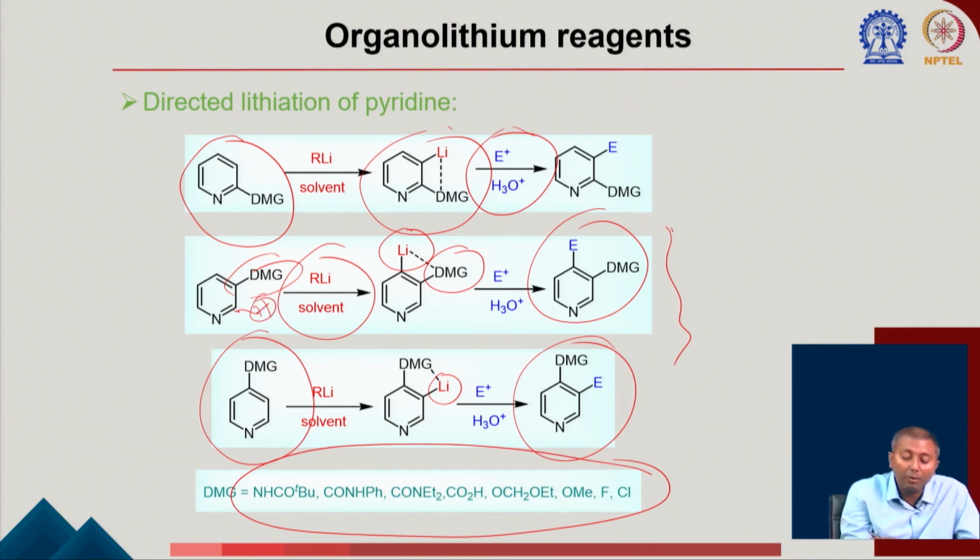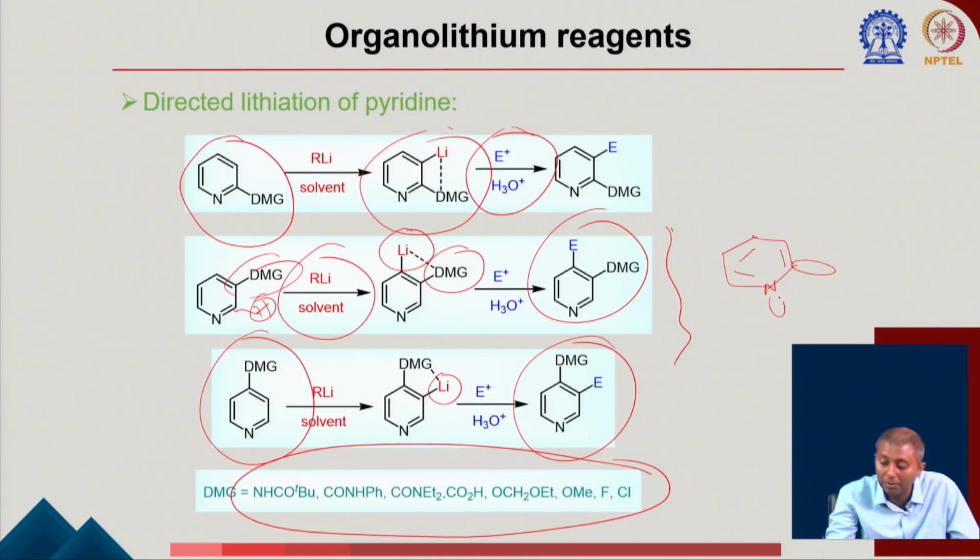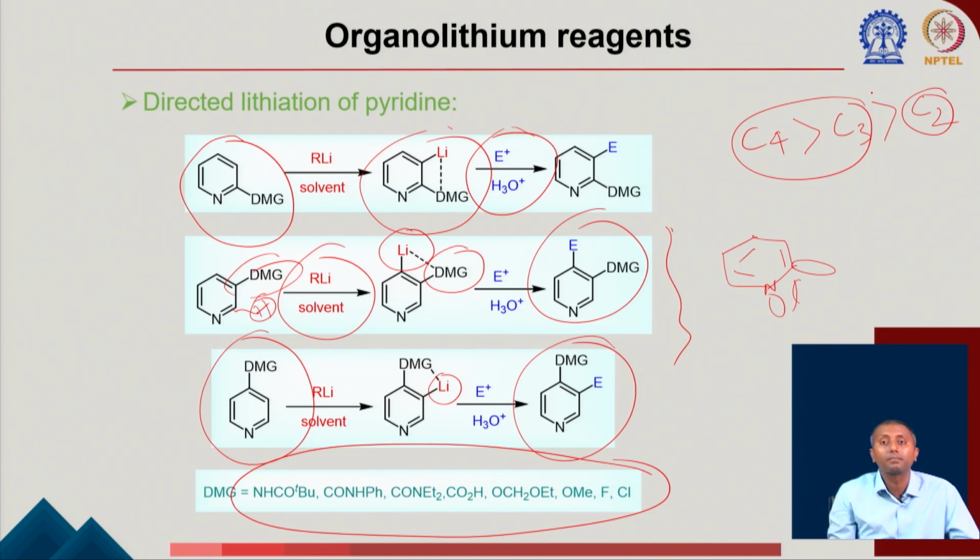One of the major important things here is that once you abstract this proton and generate a carbanion, and the nitrogen has a lone pair, there is a repulsion between them. This carbanion and this lone pair of nitrogen have a repulsion. That's why, if you look at the rate of abstraction of the pyridine protons, C4 comes first, then C3 and then C2. So C4 has a much higher rate compared to C2 because of this.